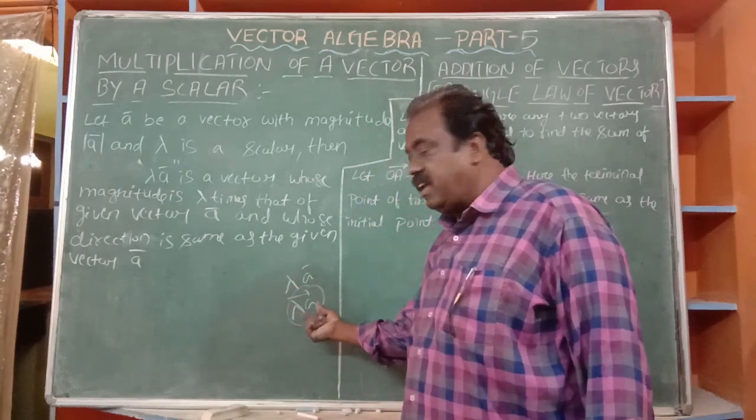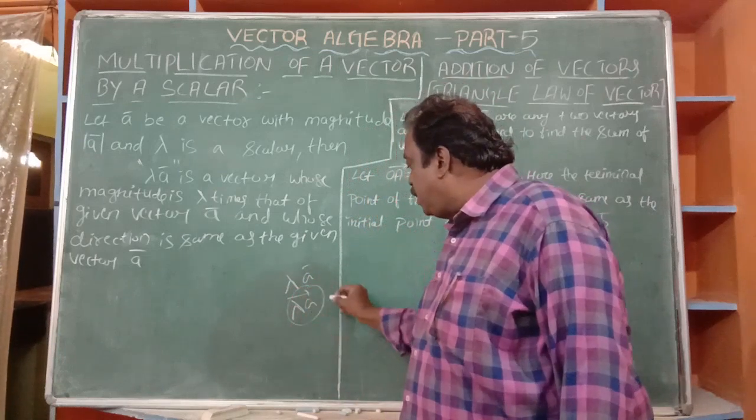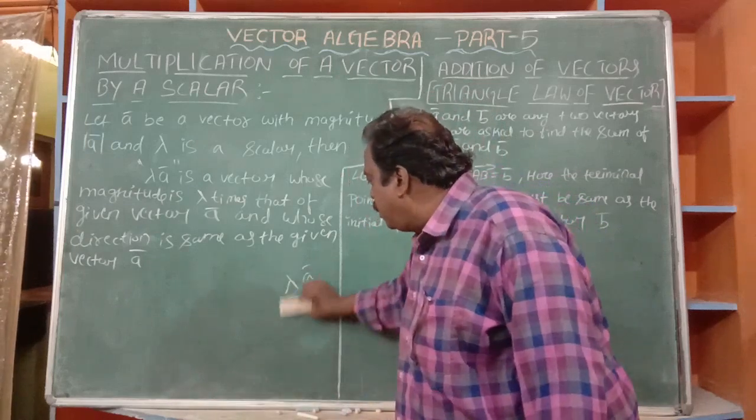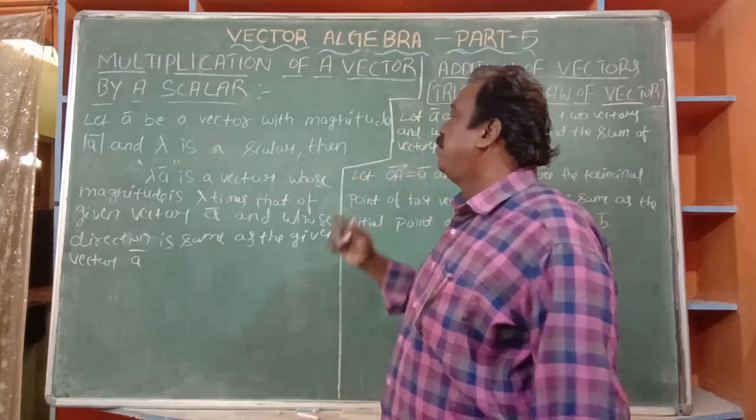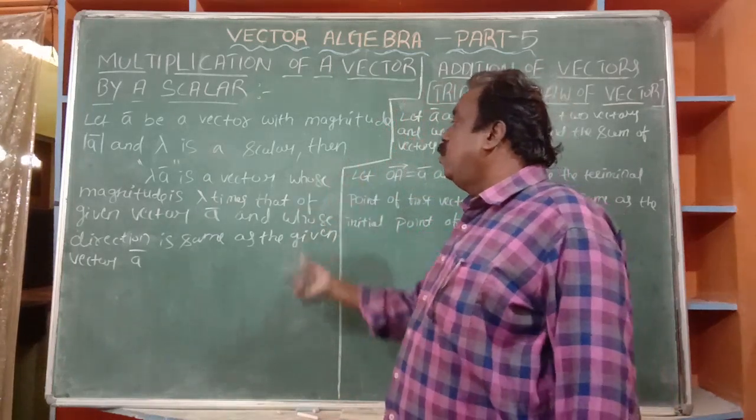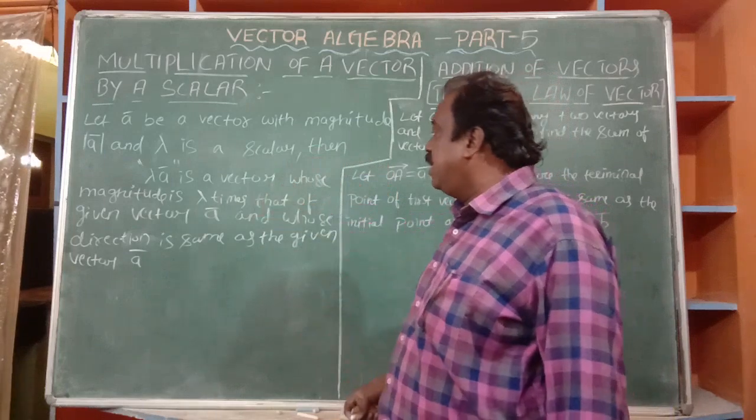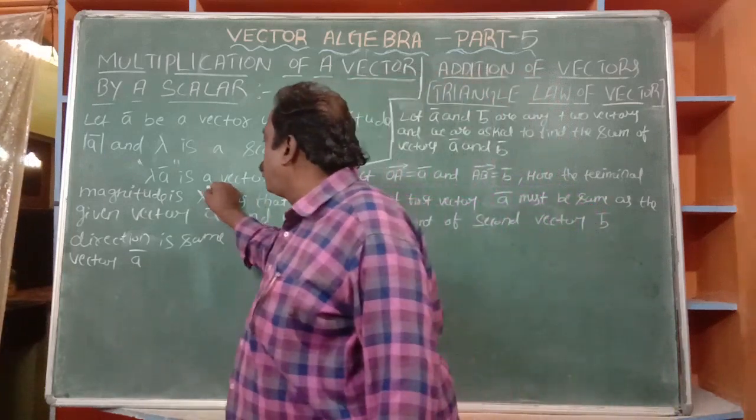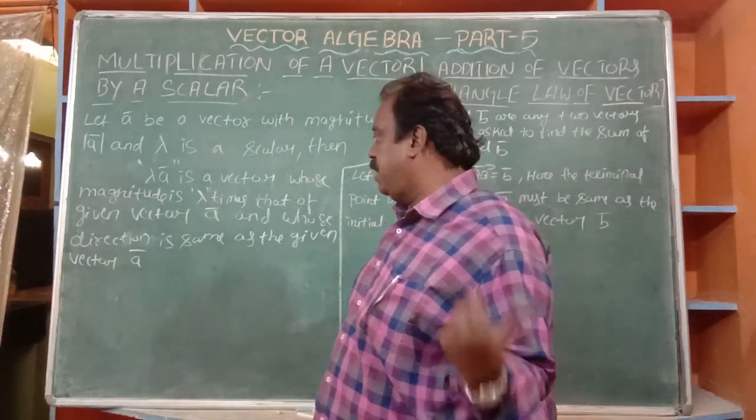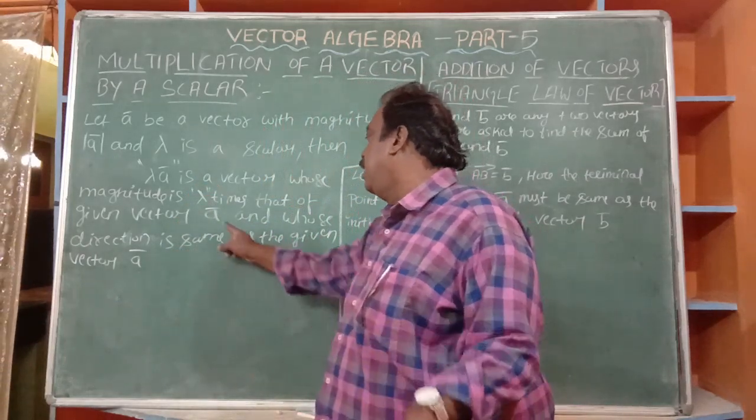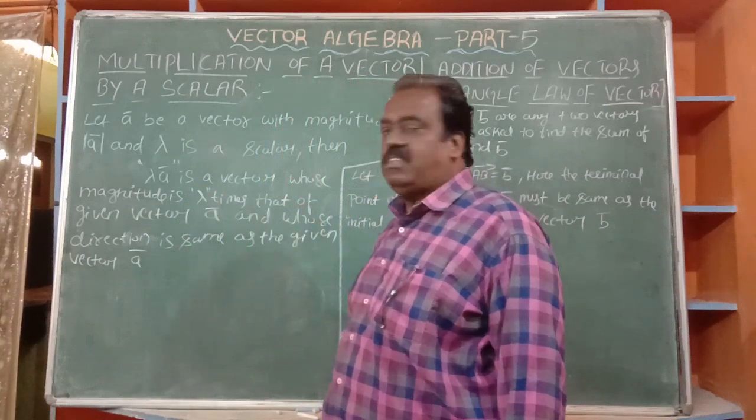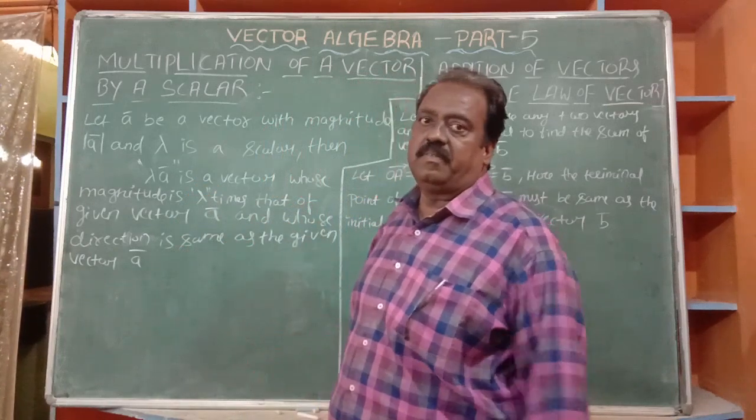Whenever you mention a vector by two letters, that must be in capital letters. Already I told you. This is the wrong method. Lambda A bar, only lambda A bar, is a vector whose magnitude is lambda times that of the given vector's magnitude, A bar, and whose direction is the same as the given vector A bar.